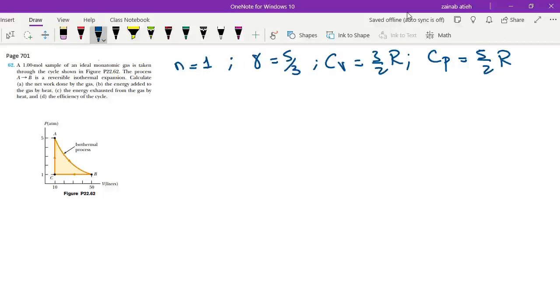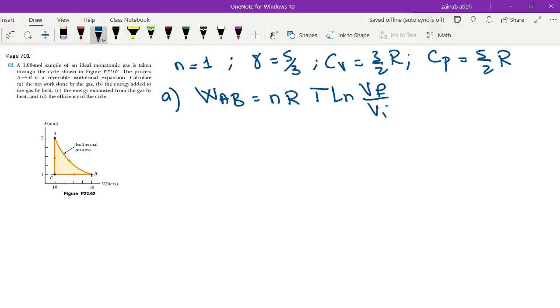So what we shall do is calculate each process alone, but this is one of the methods of calculating work of a cycle. We can calculate Q for the cycle and then deduce the work of a cycle, but it will be long. So let's calculate work directly. I will start with AB. AB is an isothermal process, so work AB is equal to nRT ln of V final over the initial.